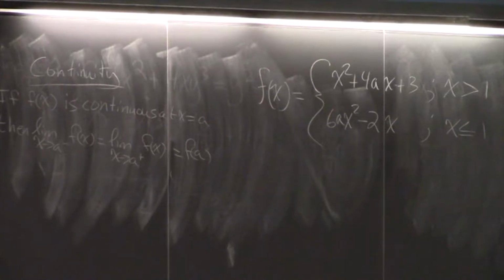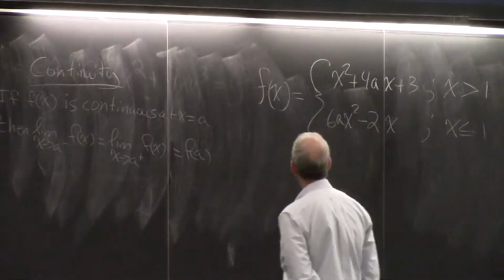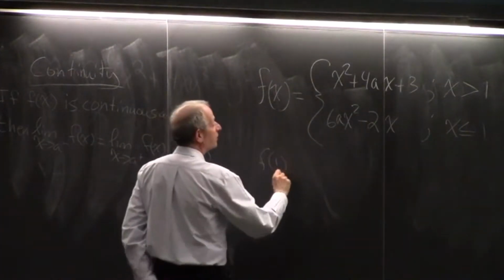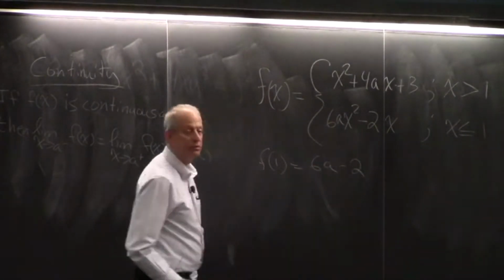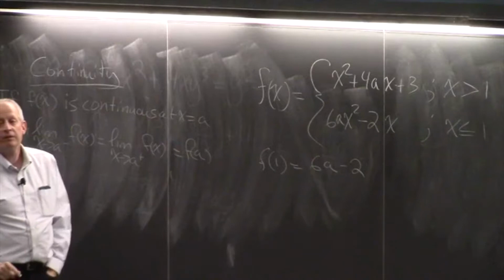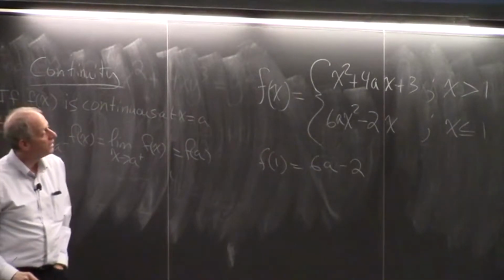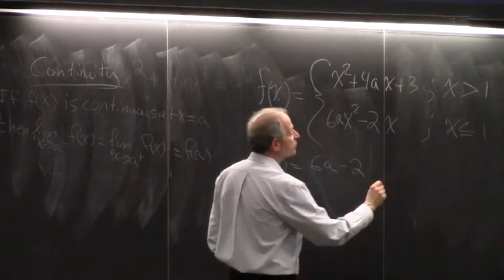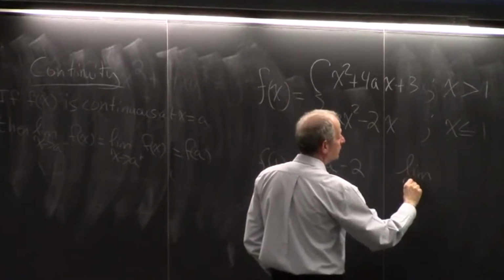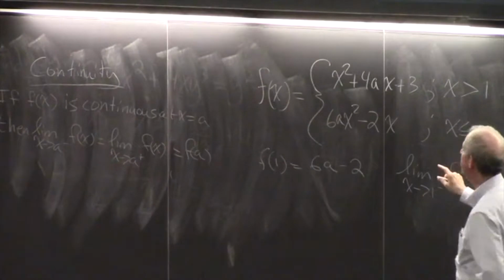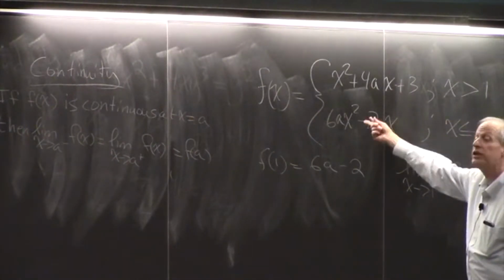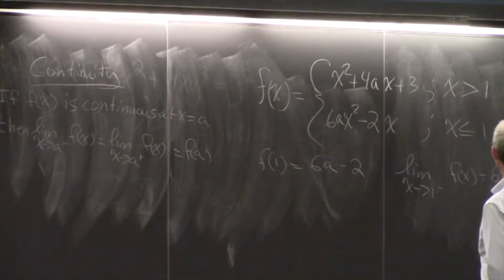The limit from the left has to equal the limit from the right, and they both have to equal the value of the function at 1. Well, f of 1, you just plug in 1, and you get 6a minus 2. Now, what is the limit when x approaches 1 from the minus side? You plug in 1, and you get 6a minus 2.